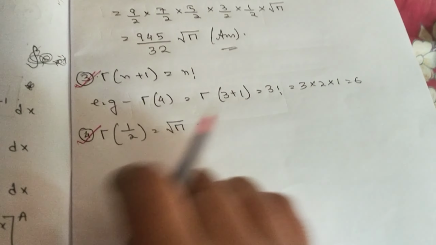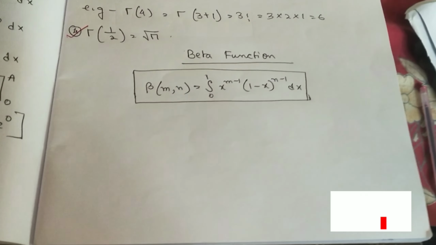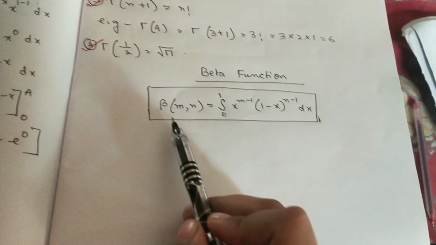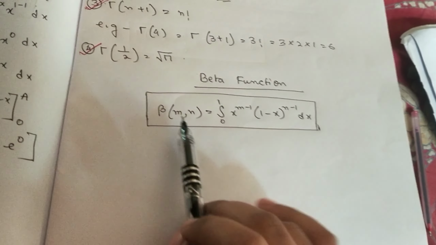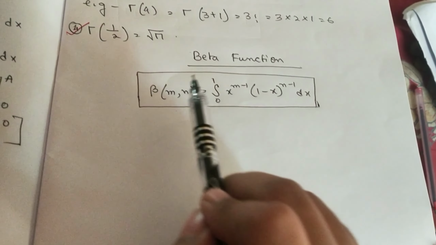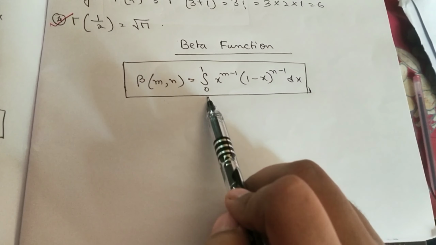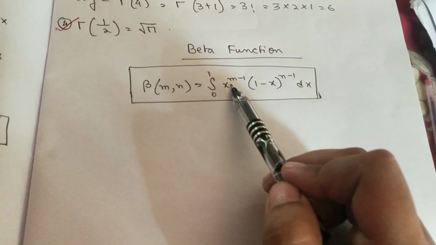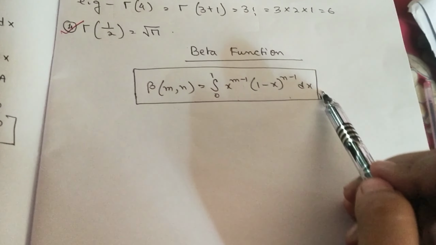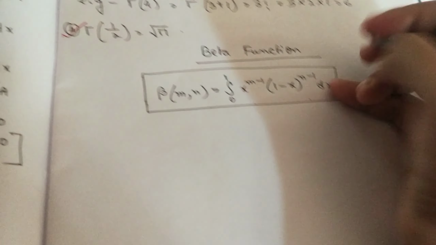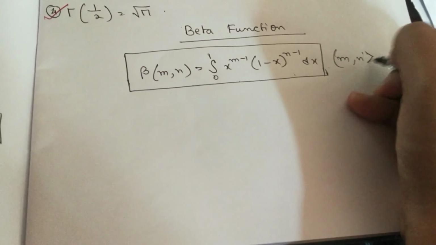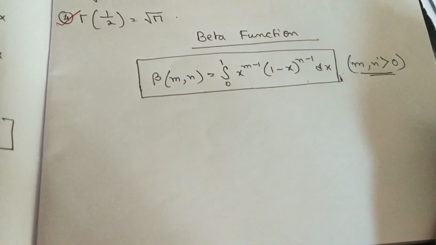Now let's start the beta function. Okay, so this is the beta function formula, main formula. The improper integral is a function of m and n denoted by beta m, n, integral 0 to 1 x to the power m minus 1, 1 minus x to the power n minus 1 dx. In this case, m and n are greater than 0. Okay, you must remember this.